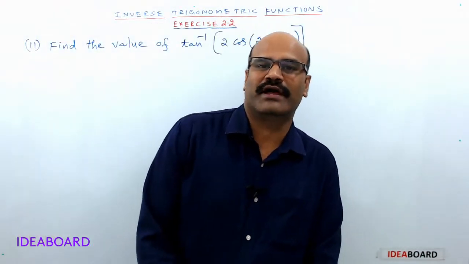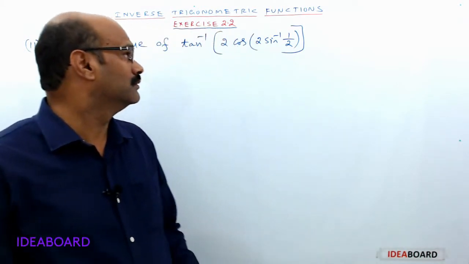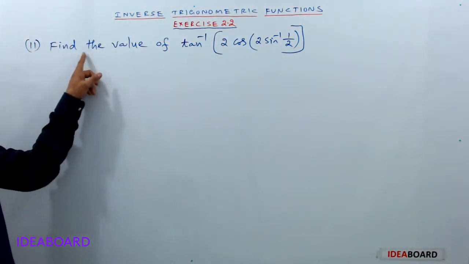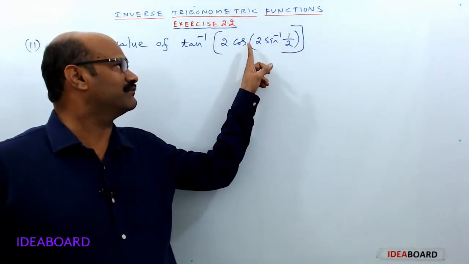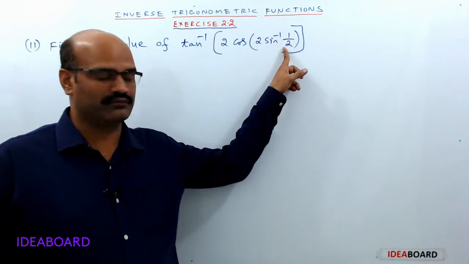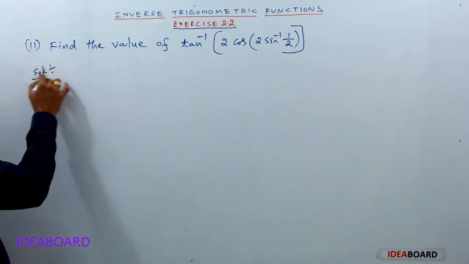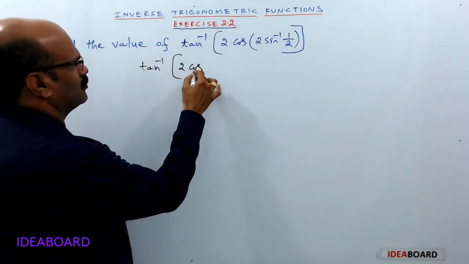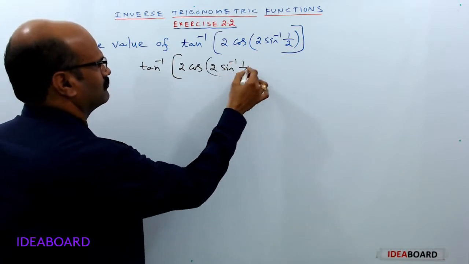Hi everyone, today I am doing the problems from exercise 2.2. 11th problem. Find the value of tan inverse of 2 cos of 2 sin inverse of 1 by 2. Solution. Tan inverse of 2 cos of 2 sin inverse of 1 by 2.